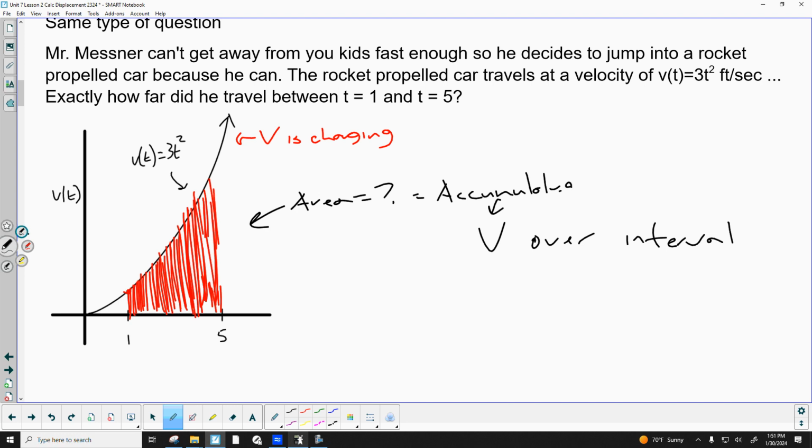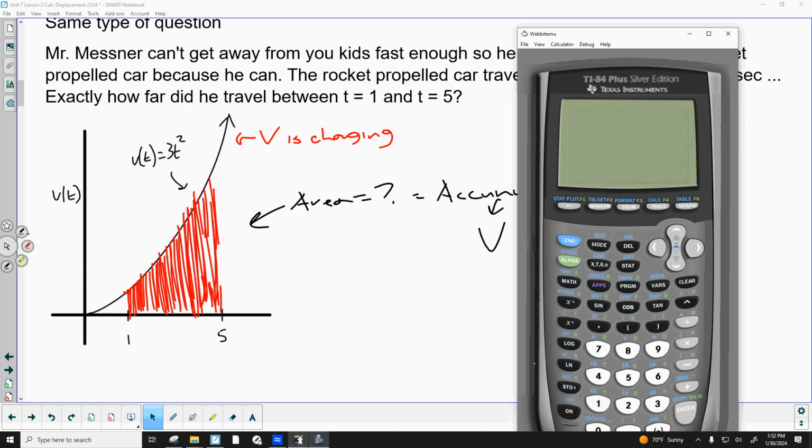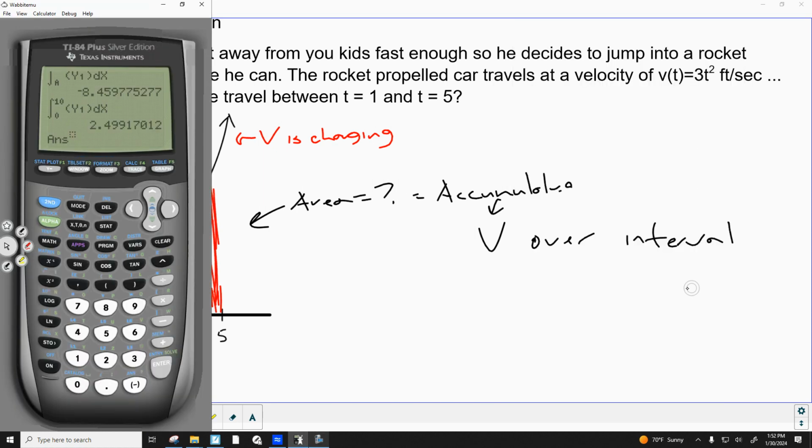Well, your calculator can actually do that. Okay, everybody, have your calculators out? Great. Let's see how your calculator can accumulate a bunch of small velocities over a time interval. Open up your calculator. Let's go into y equals. Everybody in y equals, great.